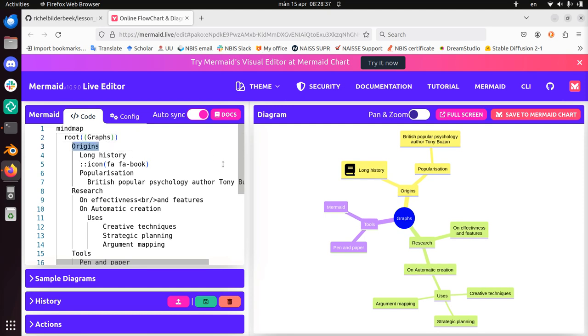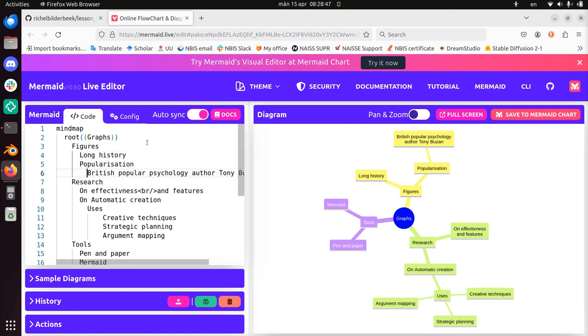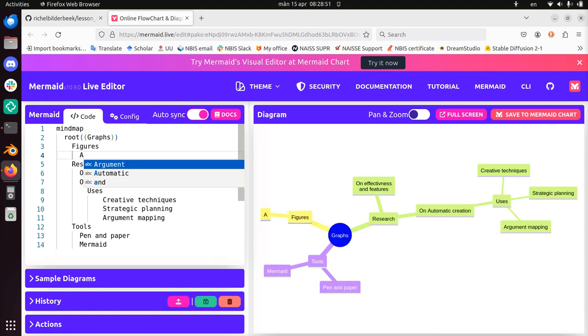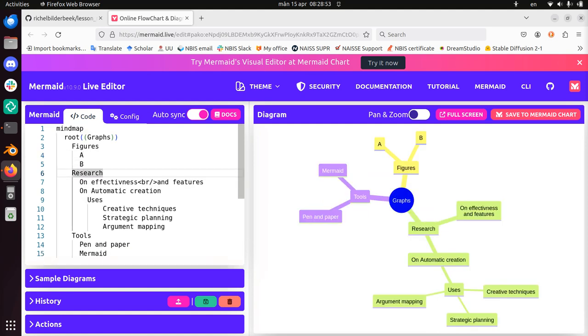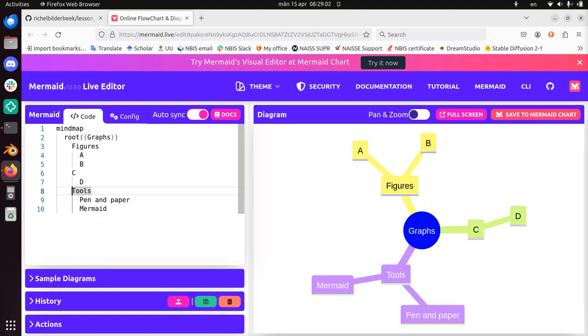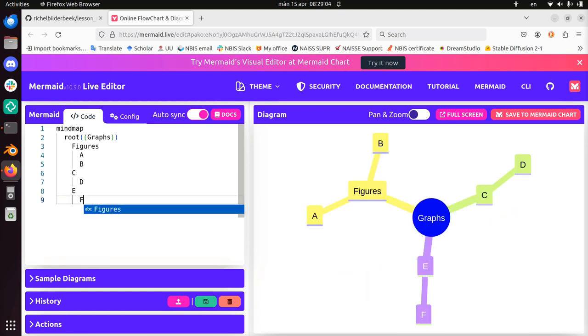And origins is there. So graphs, I think, are like figures. So this icon, I don't need this. And then the indentation means what's there. So it's like A, B, C. Okay, yeah, so I'm just simplifying the graph here, D, E, and F. All right, I can get this to work.